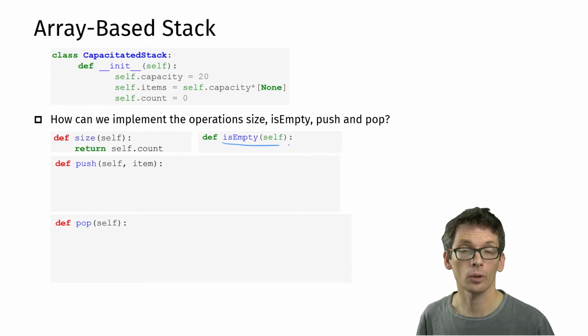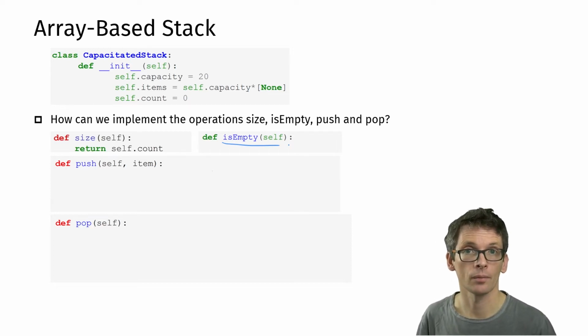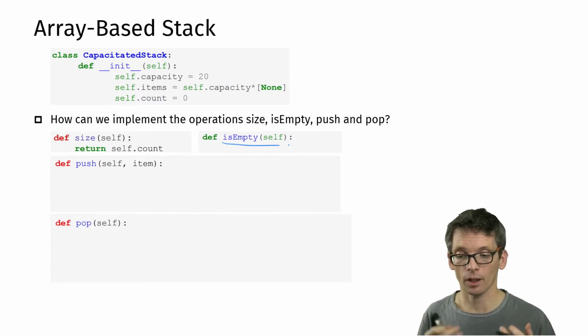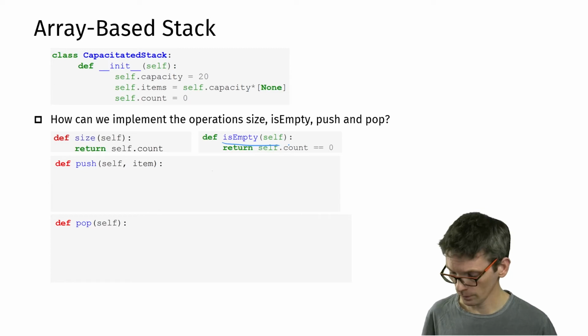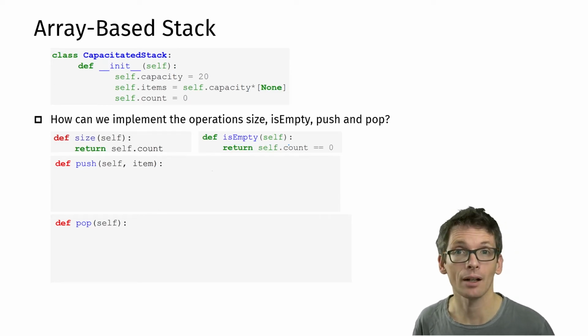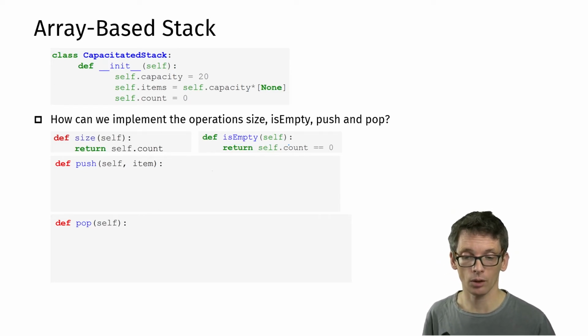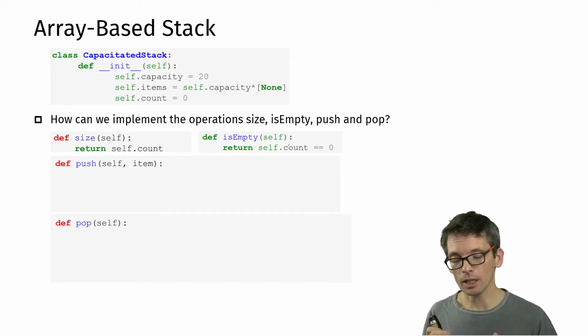What should we return for is empty? There we just need to check whether the count is 0. So let's do that. We return whether self.count, the count of that stack, is 0. Okay, that was easy. Let's do push.